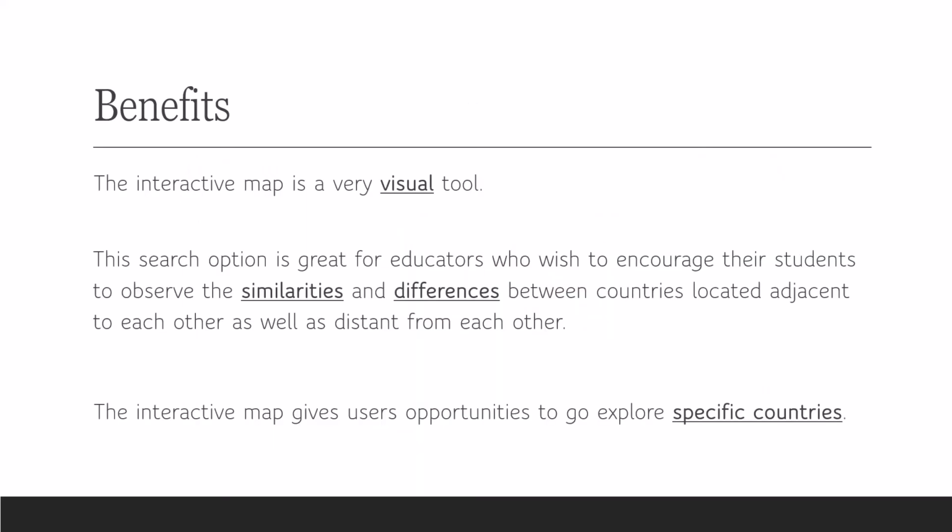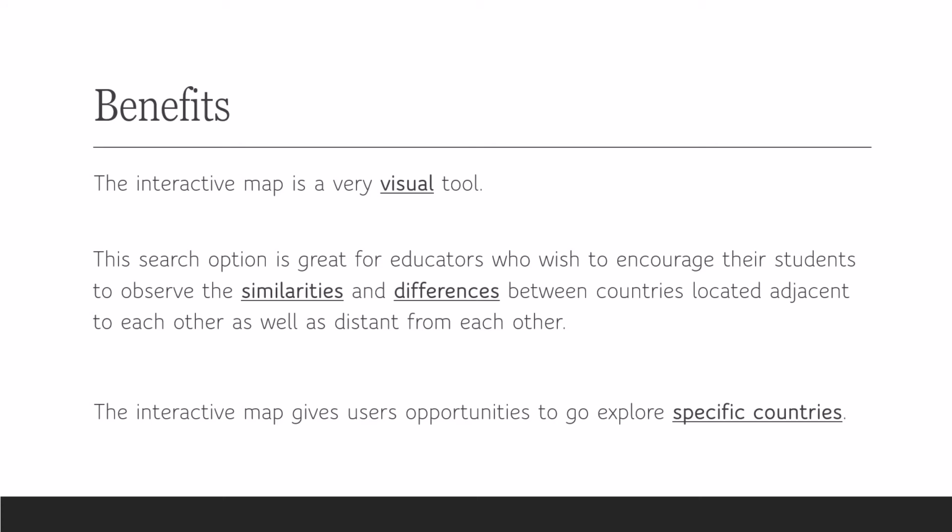On a final note, let's go over the benefits of using the Read Around the World map. Unlike the previous search options covered in this course, the interactive map is a very visual tool. While the advanced search interface has a country option that textually lists all of the countries that users can choose from, the interactive map allows users to visually see countries next to each other. This search option is great for educators who wish to encourage their students to observe the similarities and differences between countries located adjacent to each other as well as distant from each other.